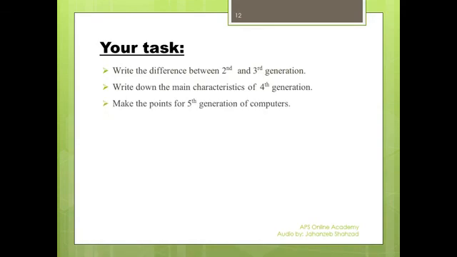Make the points for fifth generation of computer as I have illustrated for the third, fourth and first, second generation of computers. There is a question given at the end of the chapter in exercise question number 2 part 2, and that question is: write the difference between first and third generation of computers.